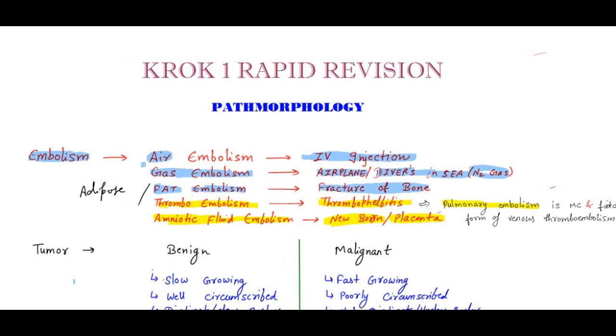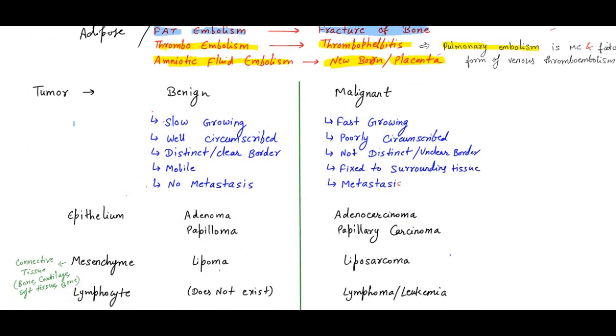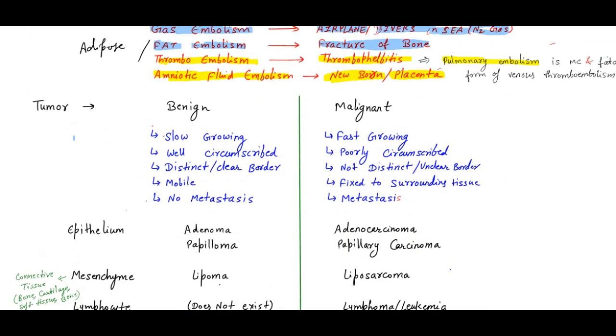And the next we will go for the tumor. A tumor can be a benign tumor or a malignant tumor. Benign tumors mostly end with oma. So there can be benign and malignant tumors. Benign tumors, remember, are slow growing.